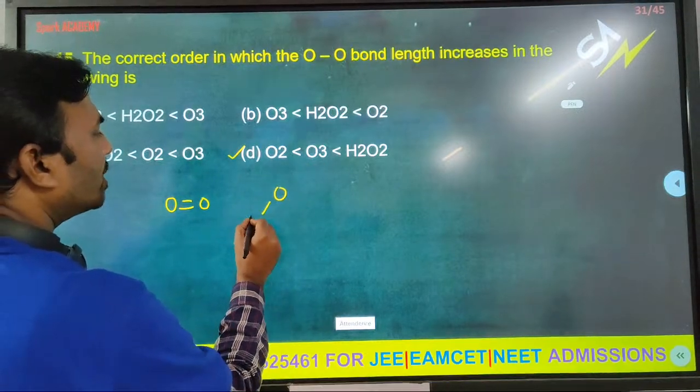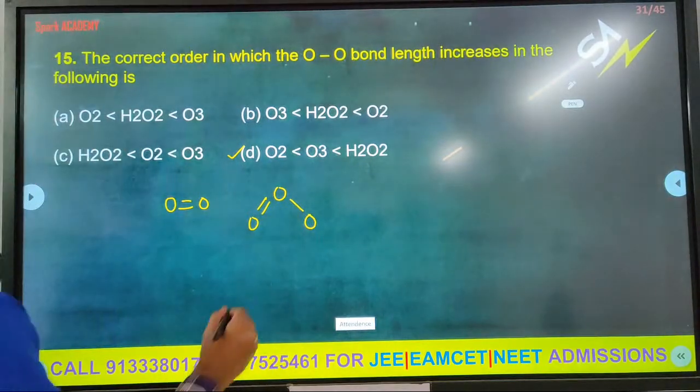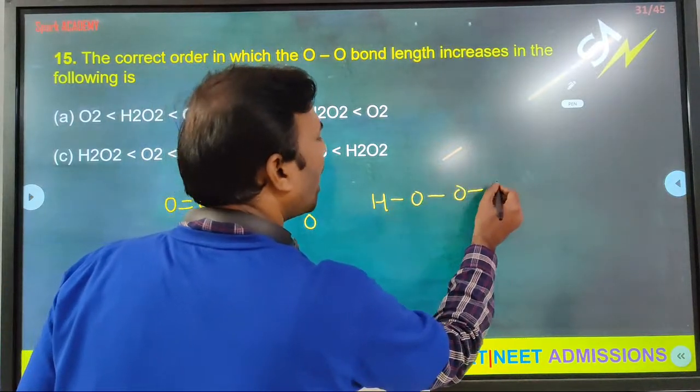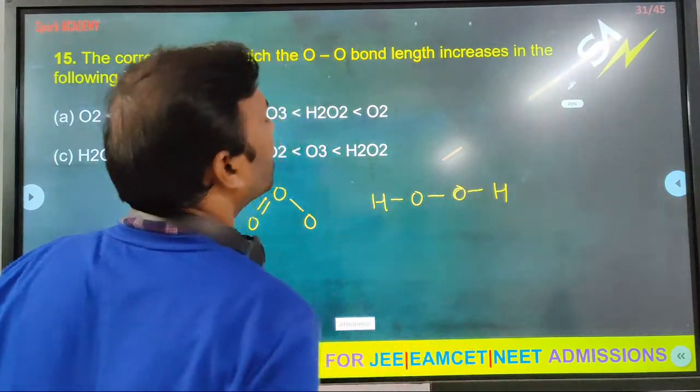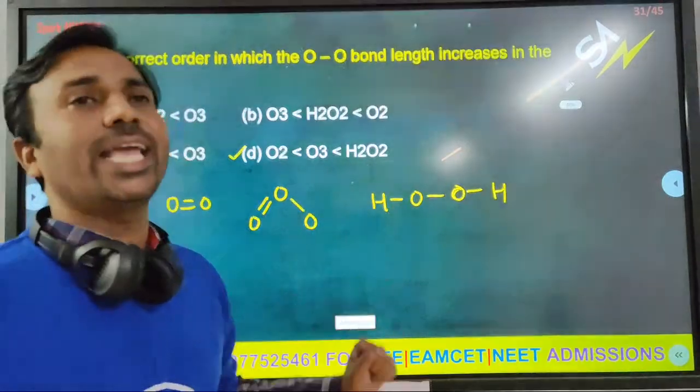Ozone contains one single bond. And H2O2, H-O-O-H, see here. So very simple. So here, why H2O2? O2 is less than O3, O3 is less than H2O2. Means in the case of bond length, H2O2 is highest.